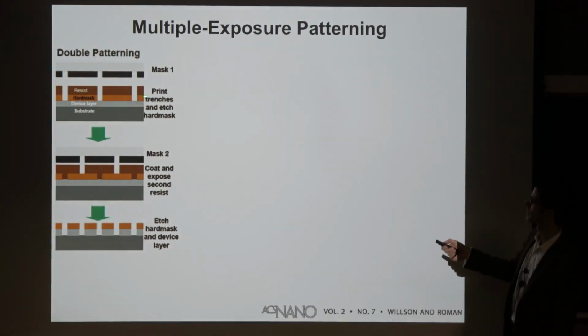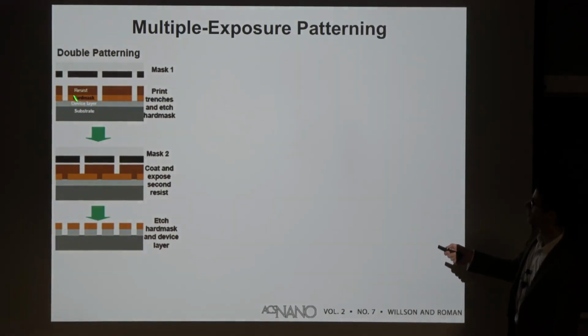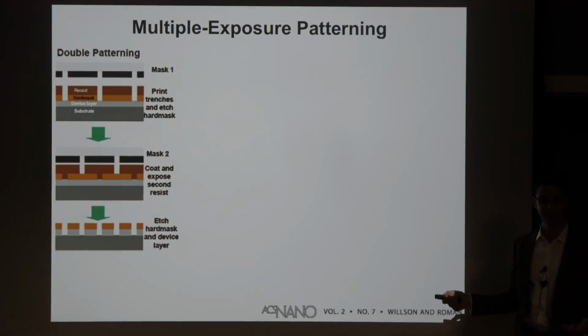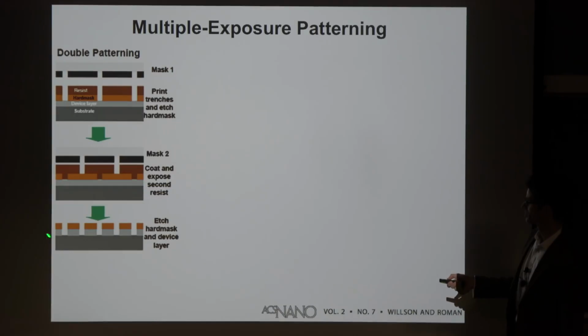You take the first photoresist layer, you pattern it at double the pitch that you want. So half the resolution, double the pitch. Then you get rid of this photoresist layer, you spin coat and expose another photoresist layer, and then you pattern it in the in-between regions. Then you can etch through and you can make this. So it took 2 masks and 2 photoresist layers, but we got the structure that we wanted.